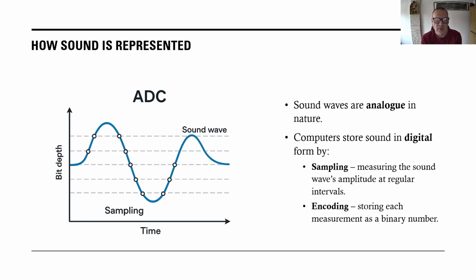So once we've measured the sound amplitude, we need to store that as a binary number. That's called the encoding part. We sample and then we encode. The bit depth for sound is how many bits we allocate to each measurement of amplitude. Obviously, we have to pick how many bits we're going to use for all of the samples and keep it consistent. But once we've set that, then every single time we do a sample, we record a number with that many bits.